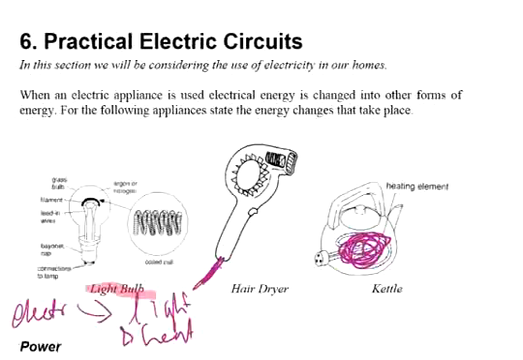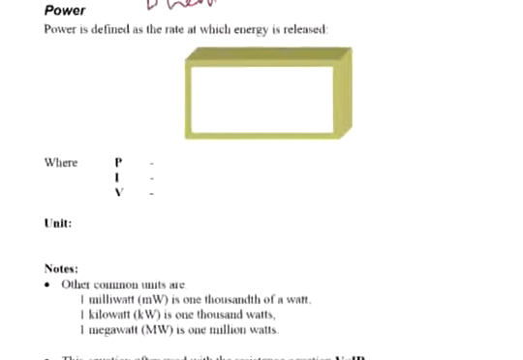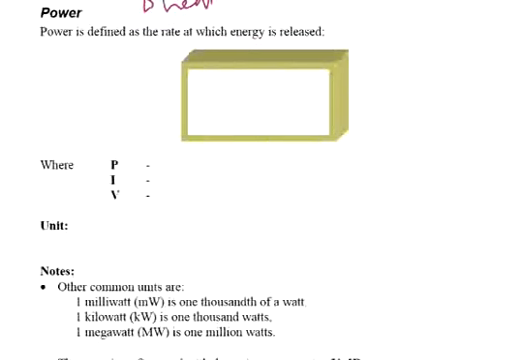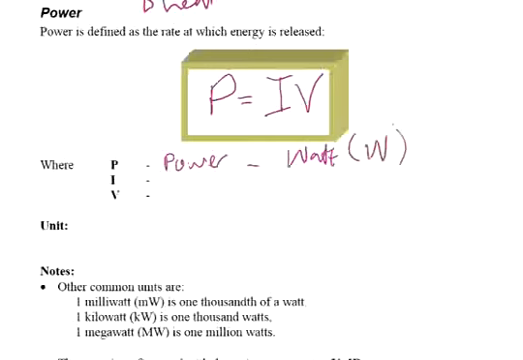So next one. The formula for electrical energy, they start here with the power. Power is defined as the rate at which energy is released. So the formula for power here is P is equal to IV. Okay, so P is the power, whereas the unit is in watt. Sorry, watt, capital letter W. And from my slide I did mention that watt is also known as joules per second.